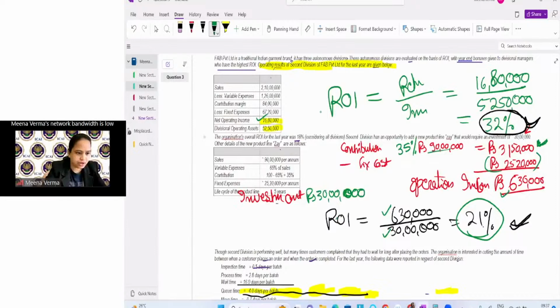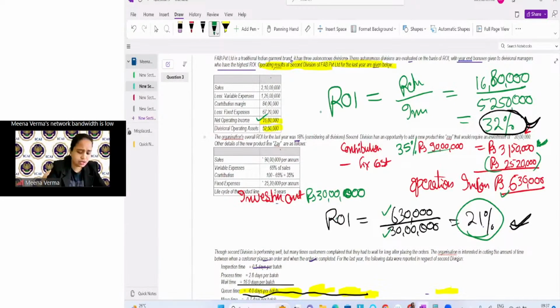Nice. Okay, so you can see from the new product line, what is happening? The return on investment is less. You can write in comment. The manager of second division would not be willing to introduce a new product line because that will result in reducing the return on investment. Kam ho jayega na return on investment.